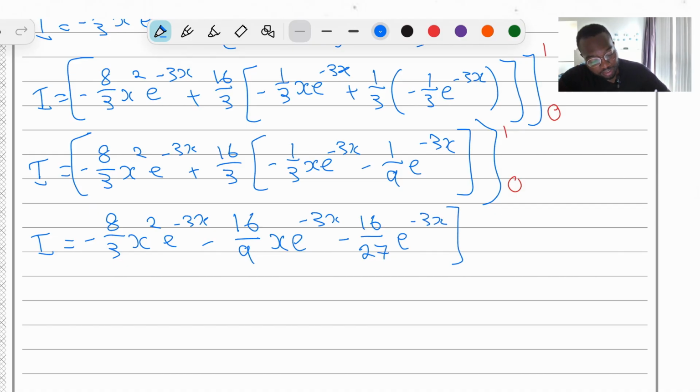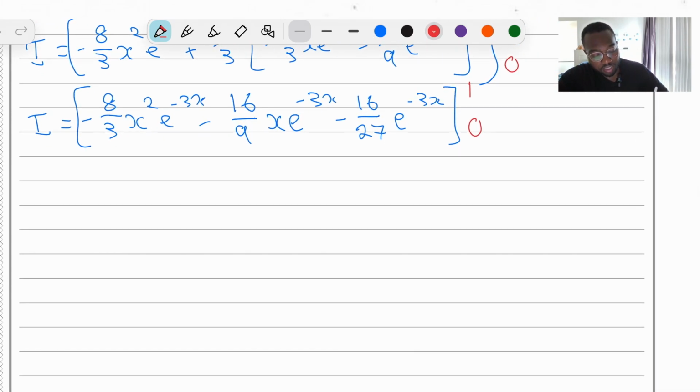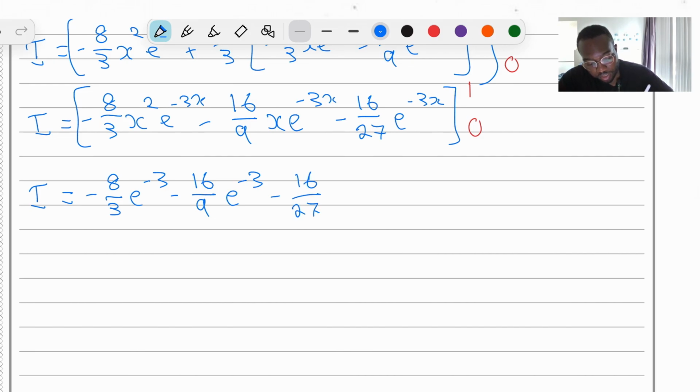Okay, and all of that has a limit of 1, 0. So now we can just put in our limit of 1, 0 to get our answer. If we start with 1, then we get a minus 8 over 3, 1 squared is just 1, so that stays the same. Then e to the power of minus 3 times 1 is just e to the minus 3. Then we get a minus 16 over 9 times x, so times 1, and then e to the minus 3 times 1, so we get another e to the minus 3 here. And then again, we get the minus 16 over 27, e to the minus 3 times 1, so that's just an e to the minus 3.